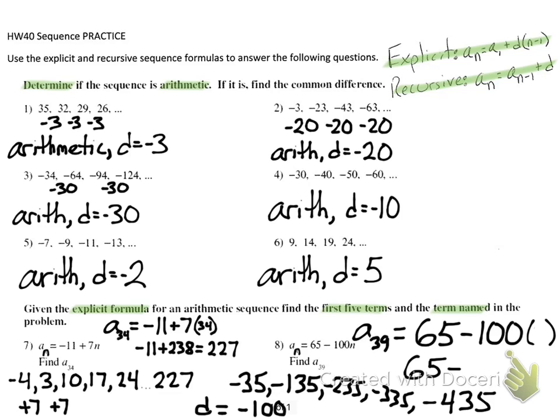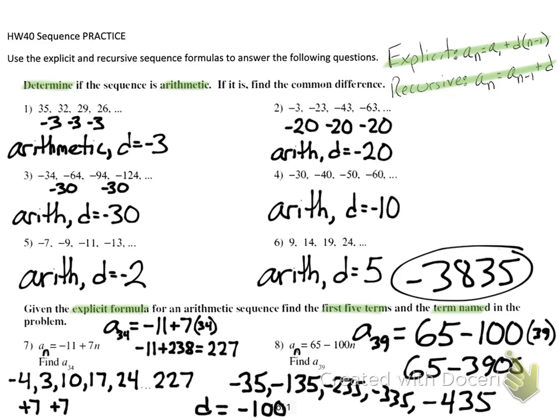And then lastly, to find the named term, a sub 39, you would simply plug in 39 for n and do 100 times 39, 3,900, and then subtract that from 65. And there's your final answer, negative 3835.